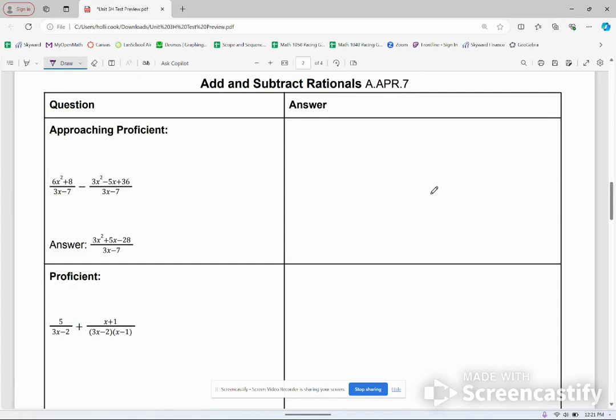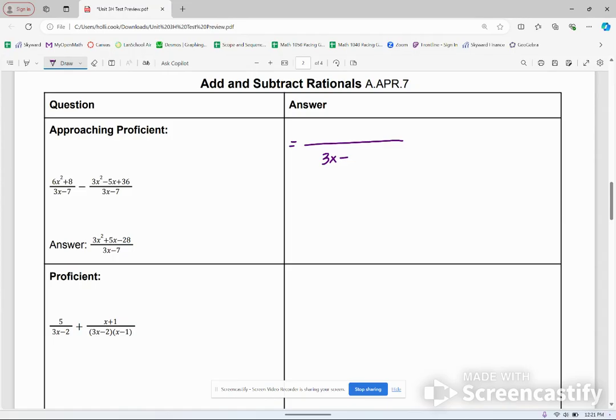Okay, adding and subtracting rationals. The most important thing when we're adding and subtracting is that we have to have a common denominator. For this first question, we already have a common denominator, right? They have 3x minus 7, 3x minus 7. So that means we can jump straight to combining.